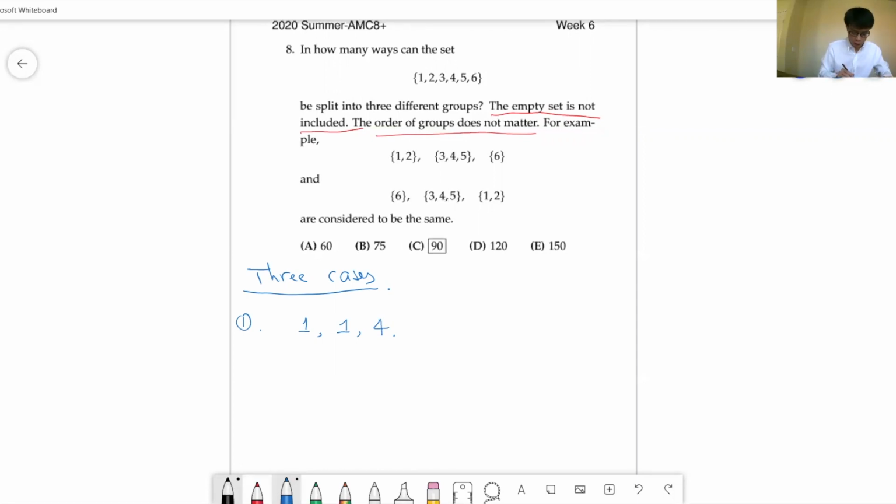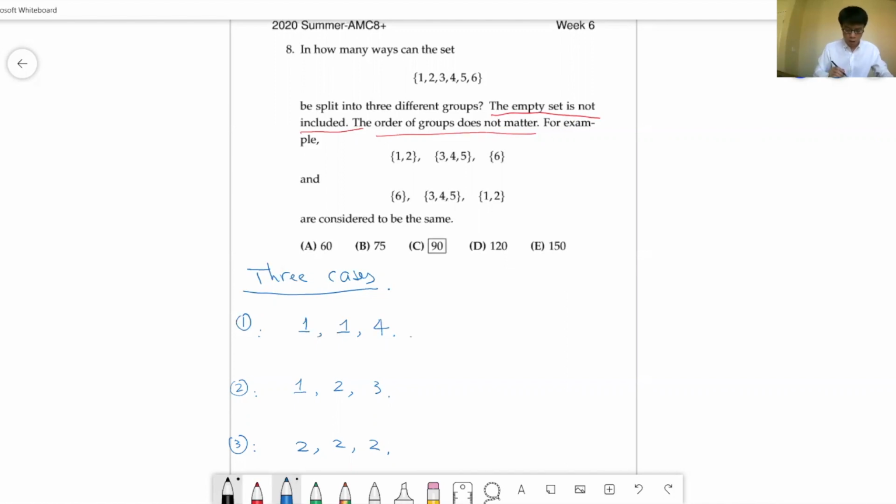And the second case is that the first set has 1 number, the second set has 2 numbers, and the third set has 3 numbers. The third case is that all the 3 sets have the same number of elements: 2, 2, 2. Because the order does not matter and we don't consider empty sets, we only have these 3 cases. Now let's calculate how many splittings for each case.